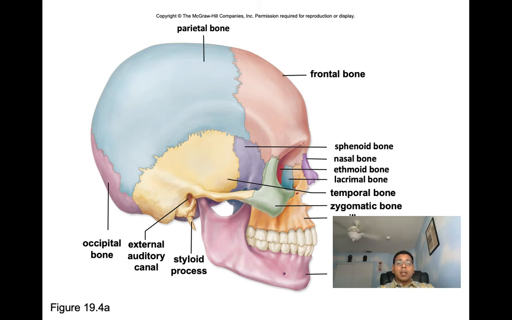Next, we can appreciate the lacrimal bones. The lacrimal bones are going to contain an opening for the nasolacrimal canals, and the nasolacrimal canals are going to allow tears to make their way from the eyes into the nasal cavity.